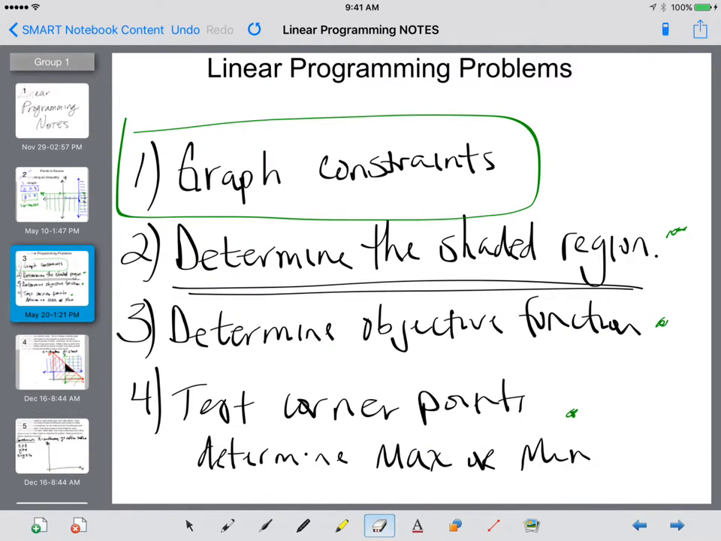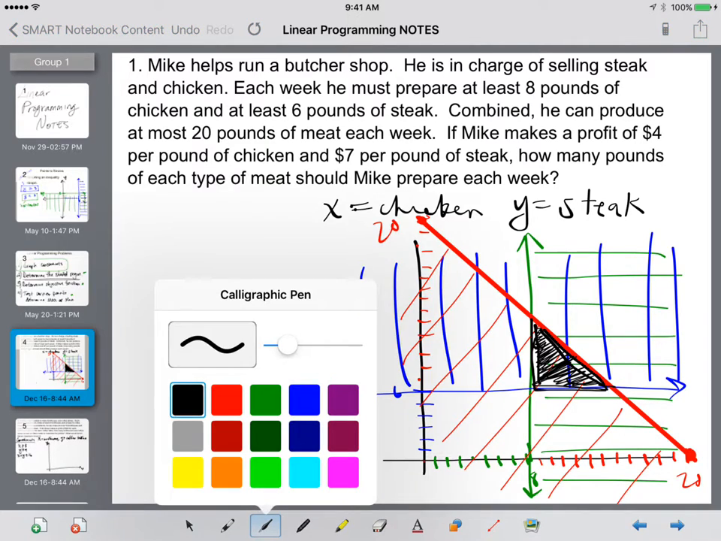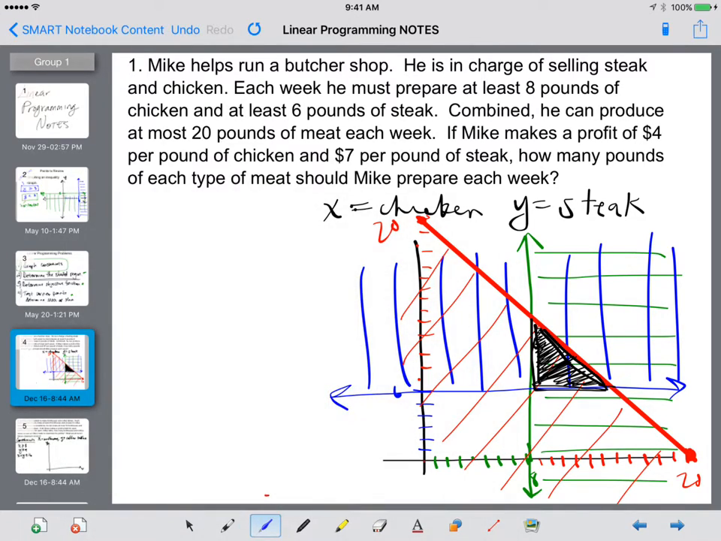So we need to determine the objective function. So I need to read through the problem and figure out the objective. Well, the objective in these problems is to make a profit. So that means our objective, it's typically towards the end of the problem. It typically involves our profit.